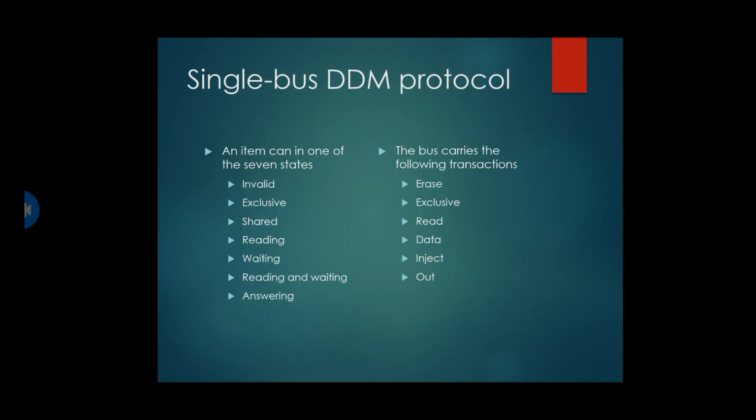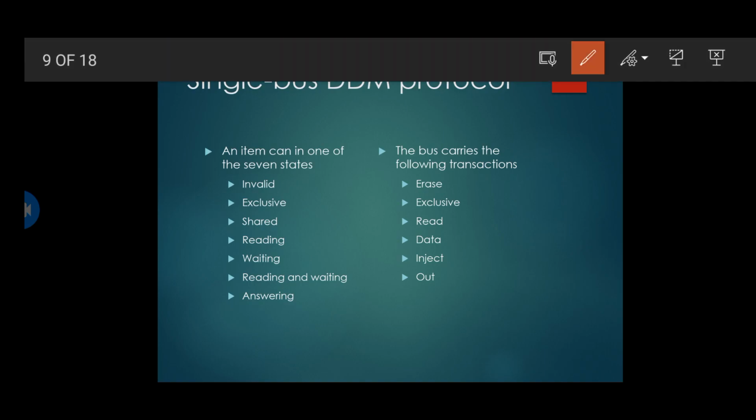Now let us see what the single bus DDM protocol means. An item can be in one of the 7 states, as we discussed before. First, it can be invalid. Invalid in the sense the item or instruction doesn't get executed; after getting it, it won't do anything. Next, it could be exclusive. Exclusive means the exclusive operation will be performed if both items or either one of the instructions reach true, it will be executed. Otherwise, it won't be.